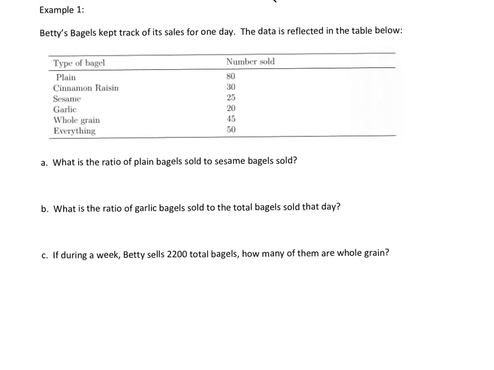Betty's Bagels kept track of its sales for just one day, and the data is reflected in the table below. So we have 6 different kinds of bagels, and it tells us how many they sold in one day. So the first question is, what is the ratio of plain bagels sold to sesame bagels? So a ratio would be a number over a number. And so we're thinking of plain bagels, and it doesn't necessarily matter which one you put on top, as long as you're consistent. So, plain bagels, we can see they sold 80 plain bagels in one day. So we'll have 80 on the top to how many sesame bagels? It looks like they sold 25.